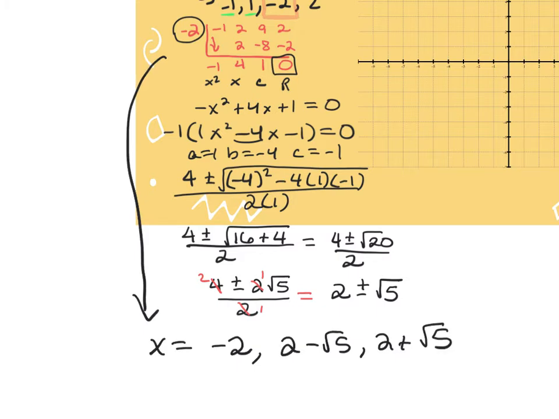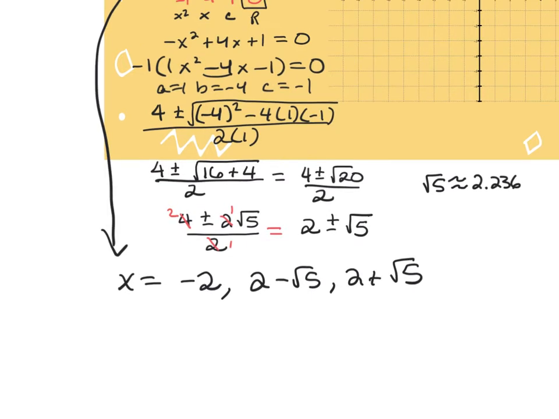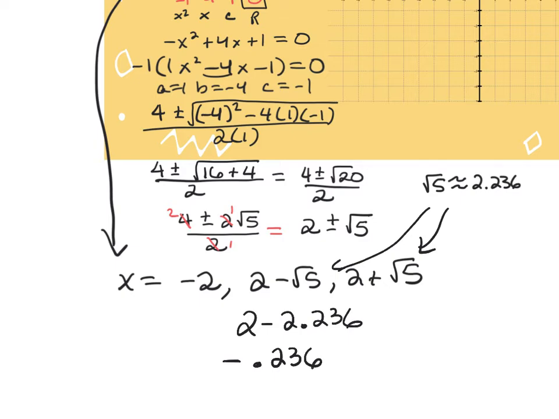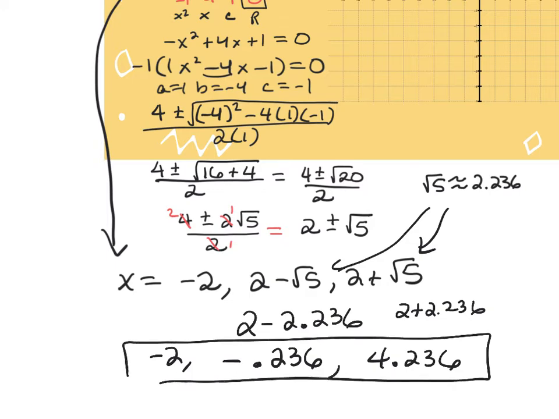Now, just to show you how it equates to the decimals we saw from Desmos, the square root of 5 is approximately equal to 2.236. So what I'm going to do here is put that in here, and I'm going to do 2 minus 2.236, which gives me -0.236. And then here, 2 plus 2.236, and I get 4.236. So as far as the numbers on the graph, this is what we saw.